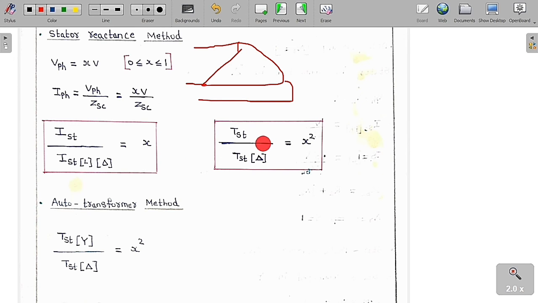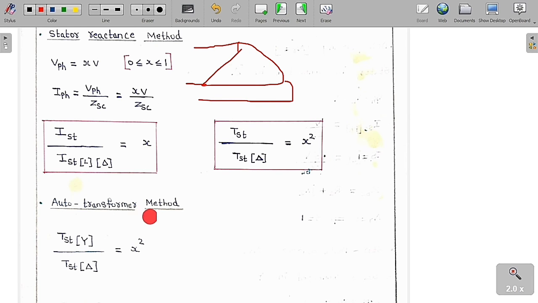Similarly, the starting torque is X square, because starting torque is directly proportional to phase voltage whole square. If phase voltage is X into V, in the DOL it is V only. So if we take the ratio of these two, we are going to get X square. So finally we can say the starting torque because of the stator reactance method is equal to X square times the starting torque because of the DOL connection.